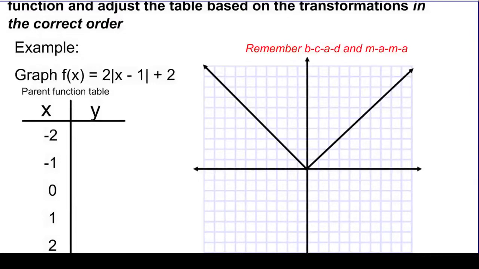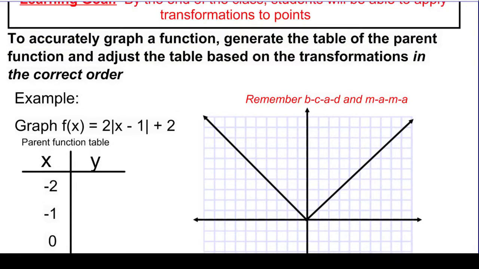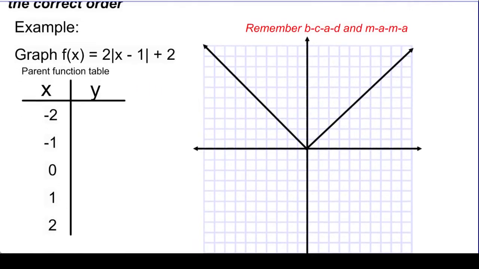All right, so let's actually take this and put it to some practical use and do an actual graph. So what I'm stating here is that if you want to accurately graph a function using transformations, what we're going to do is first graph the parent function and generate a table of values to do that. And then we can just adjust the table using all of these transformations that we know. So I've already done the graph of this particular function just to save a little bit of time.